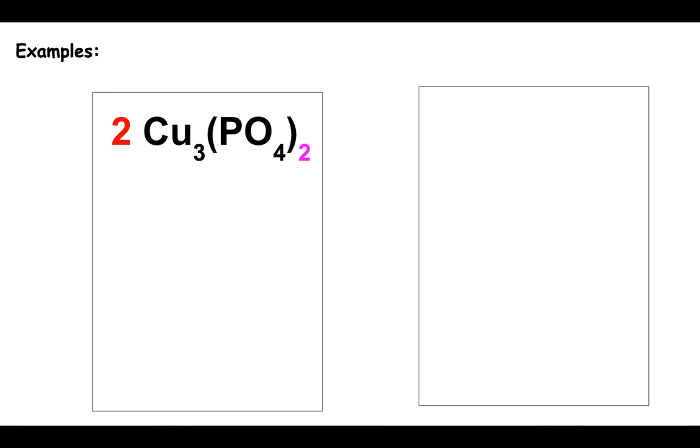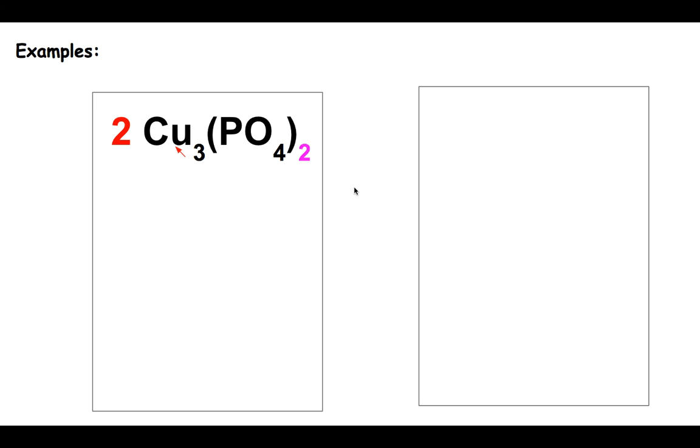Now, let's do one that's a little more complicated where we have a coefficient in front. And so what I want you to do is to follow the colors. Whenever I have a red 2, the red 2 represents the coefficient being multiplied, and whenever I have a subscript 2, that's the subscript being multiplied. So you can follow along and see how much multiplication has to happen.